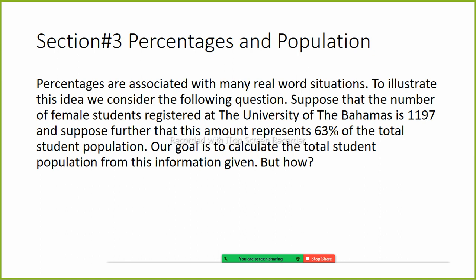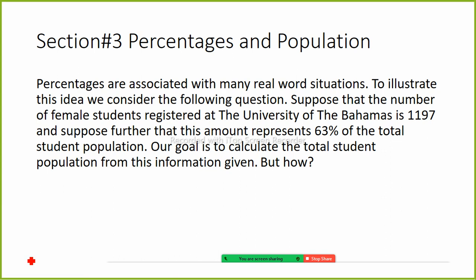So this is a very good question. Normally, if we have questions like this, the method that you said, Sierra, would have worked. All we need to do is say 63 over 100, multiply that by 1,197, and that would give us the answer. But the problem is 63% is equal to 1,197. So think about it.